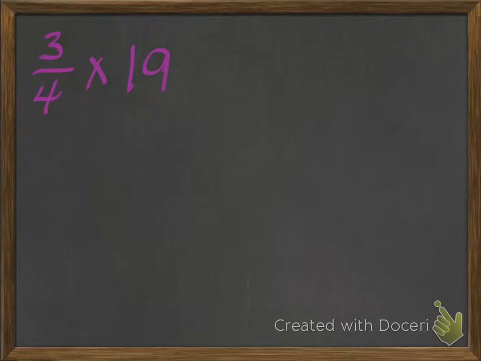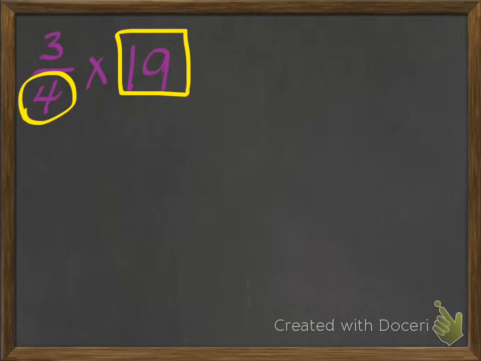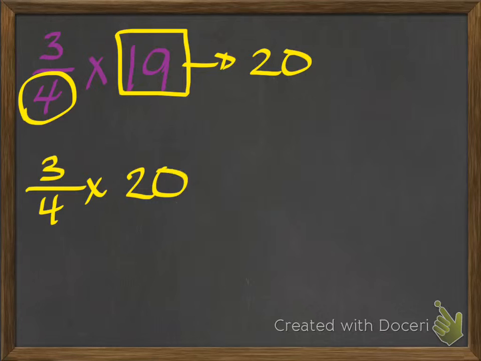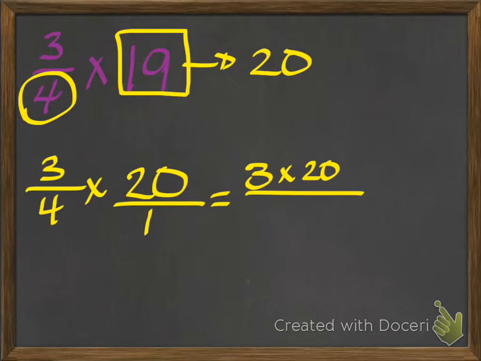So the first one we'll try is 3/4 times 19. Okay, so I'm going to think about this number 4, and I want to change the number 19 to a compatible number that is easily divisible by 4. So I know that 20 is very close and is easily divided by 4. So now I'm going to change this to 3/4 times 20. Put 20 over 1 and then multiply. So I'm going to have 3 times 20 and then 4 times 1.